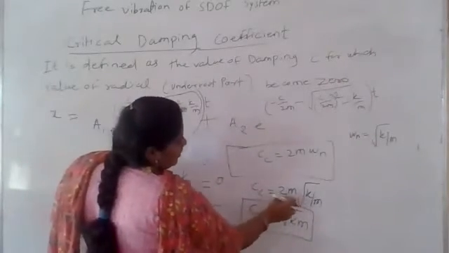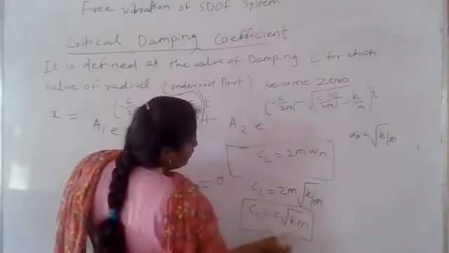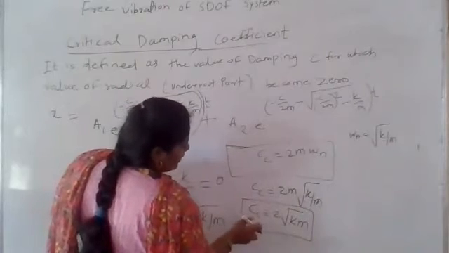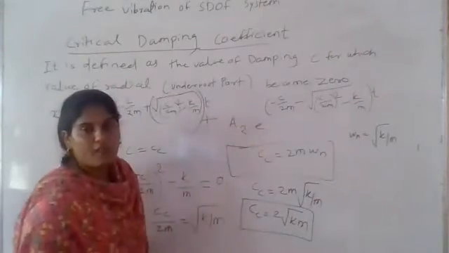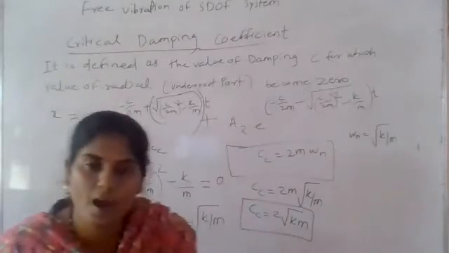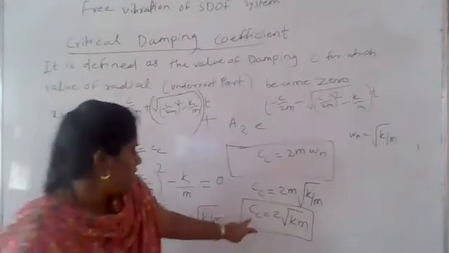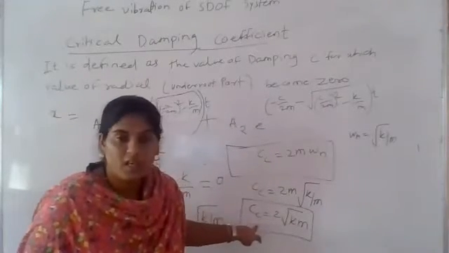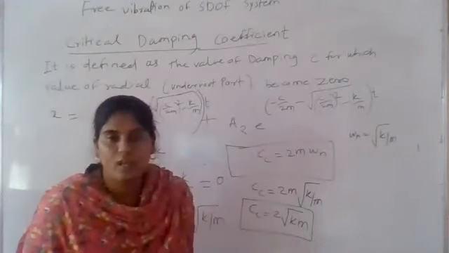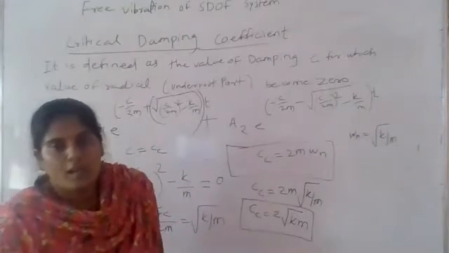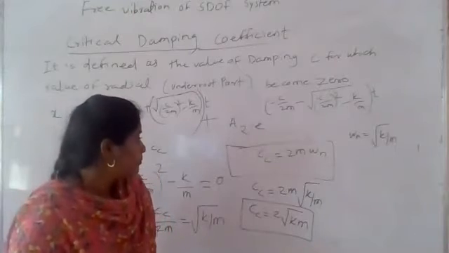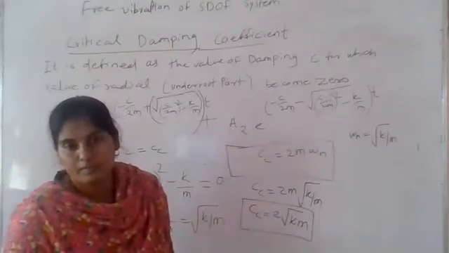And if we take this m in the inner part, what will happen? That formula will be prepared here. That is, Cc is equal to 2 into root of Km, where K is the stiffness, m is the mass, and from this the critical damping is equal to 2 into root of Km. You write these formulas at the top of the page.